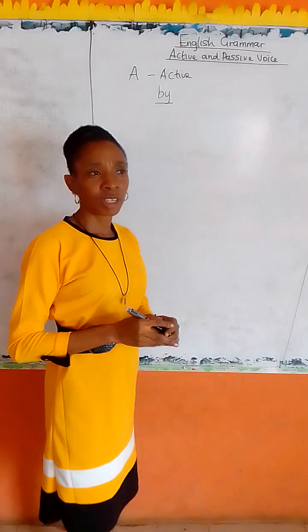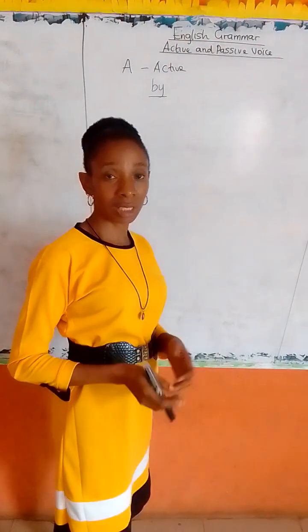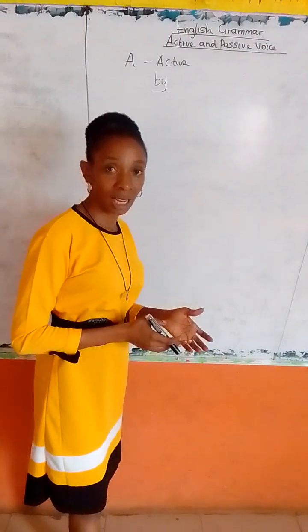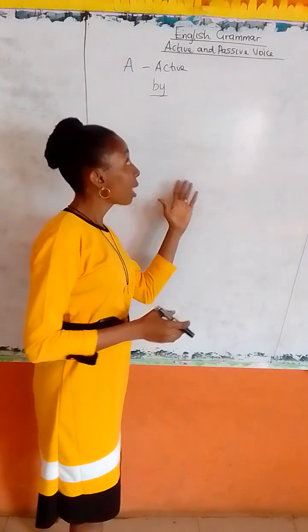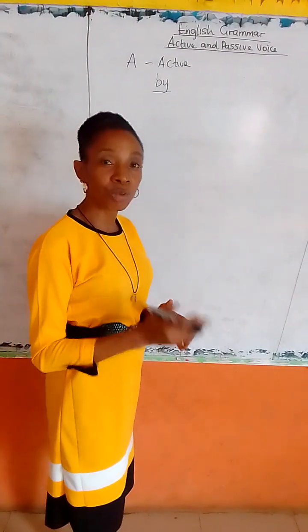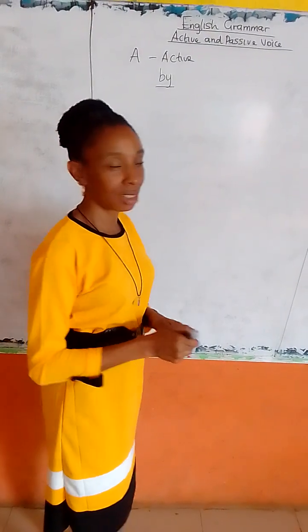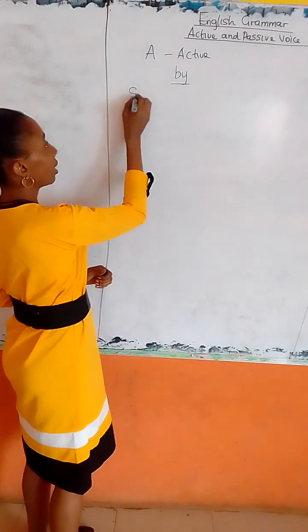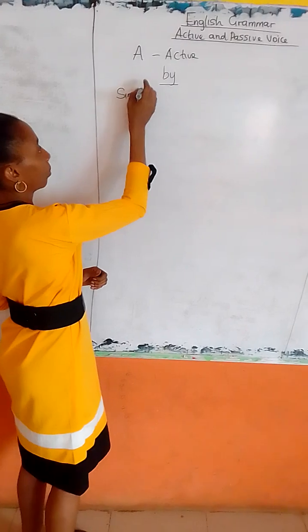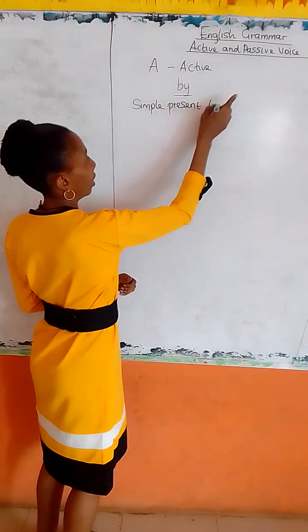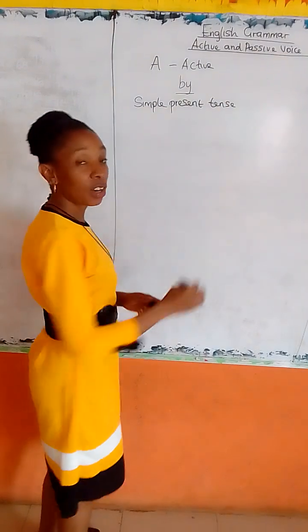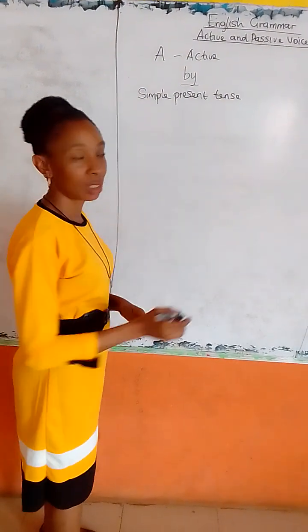Just like we have our tenses in the simple present, past tense, present continuous, and the likes, our active and passive voices can also be written in such tenses. For example, in the simple present tense, now let us see an example in the simple present tense.